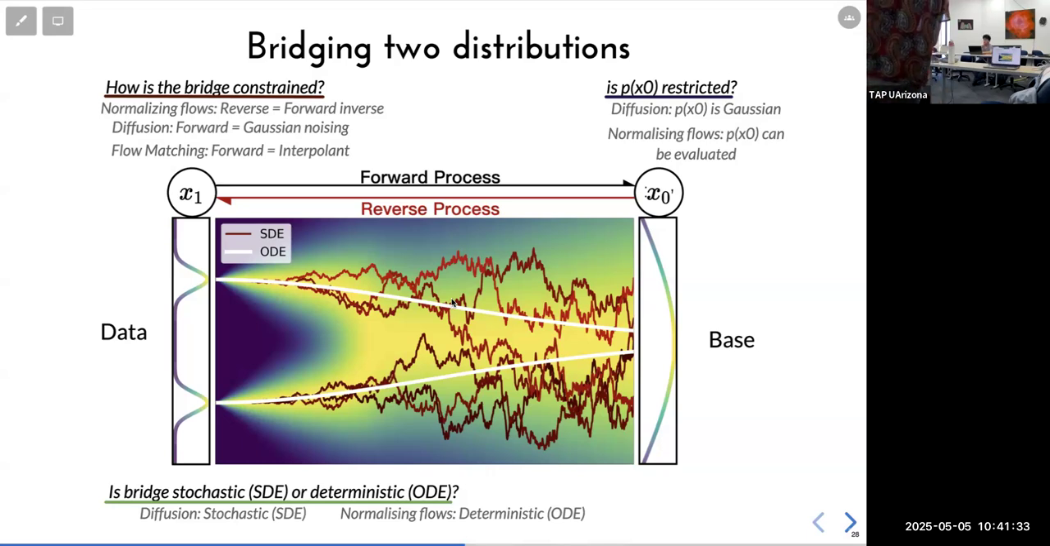Yeah. So if what you're trying to say is that X0 in flows is not constrained to be a Gaussian distribution, it could be anything. That's right. Whereas in a diffusion model, you're always noising your data into a Gaussian distribution on the way back. Right, on the way from the data, from X1 to X0. Yeah, exactly.